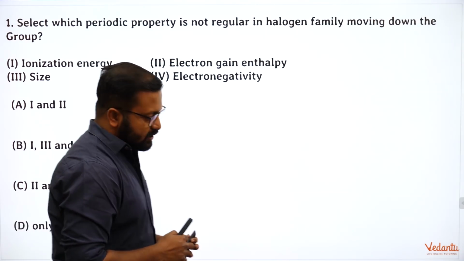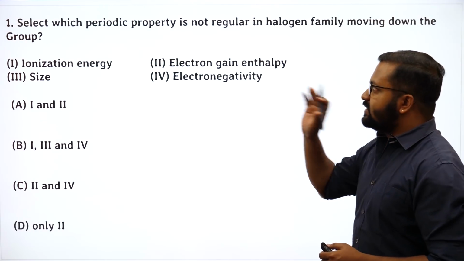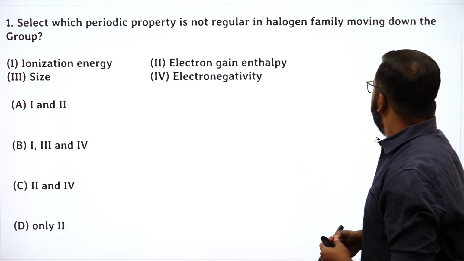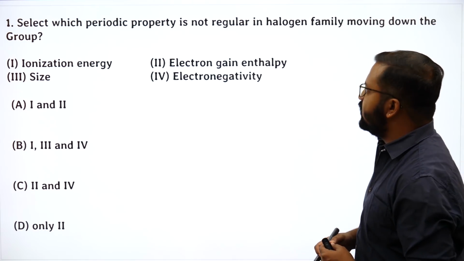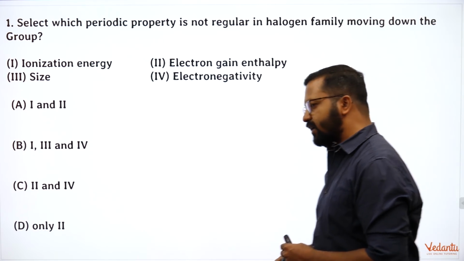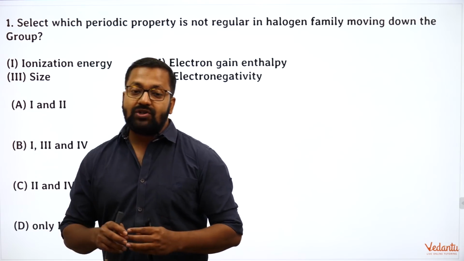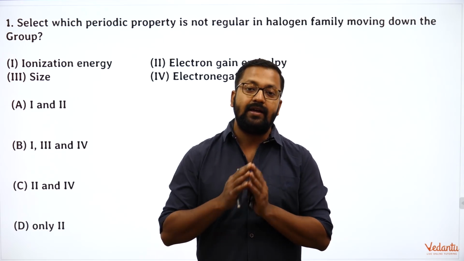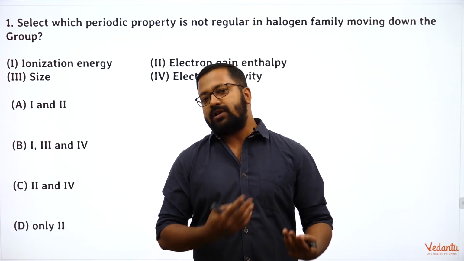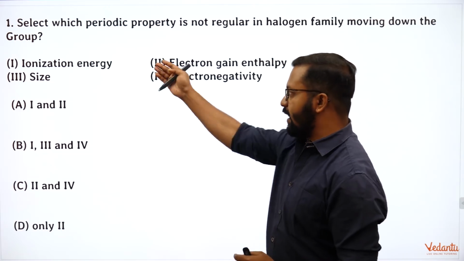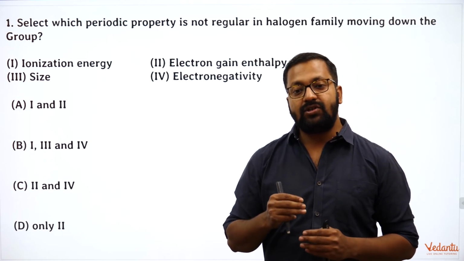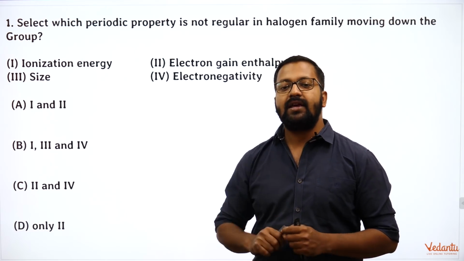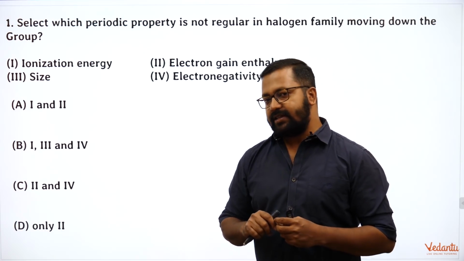The first question is about the halogen family. Select which periodic property is not regular in the halogen family moving down the group: ionization energy, electron gain enthalpy, size, or electronegativity. We start off with a slightly easier question. Ionization energy, size and electronegativity have a regular trend down the group. I'm not saying decreasing or increasing, but ionization energy decreases down the group, size increases and electronegativity decreases.